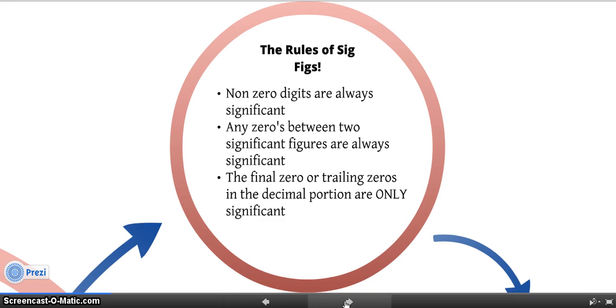The rules of sig figs. Non-zero digits are always significant. Any zeros between two significant figures are always significant. The final zero or trailing zeros in the decimal portion are only significant.